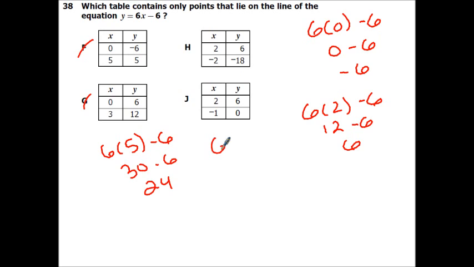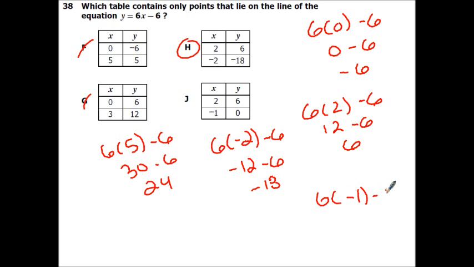Over here we've got negative 2, so that's going to be 6 times negative 2 minus 6. So that's going to be negative 12 minus 6, which is negative 18. So that one's probably right because it has that, but we'll just check this negative 1 just in case. So 6 times negative 1 minus 6, so that's negative 6 minus 6, which is negative 12. So that's not right.